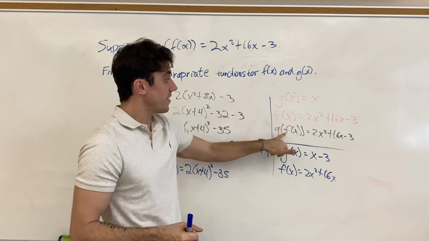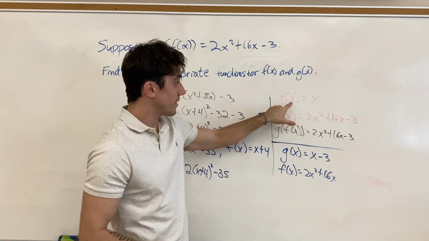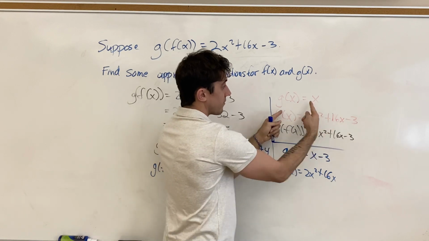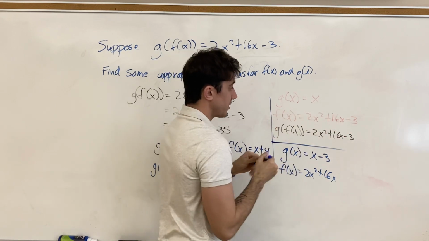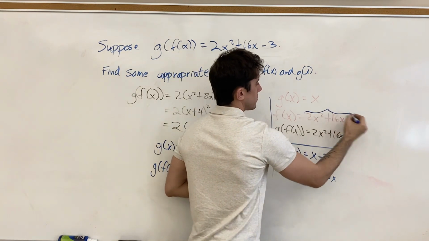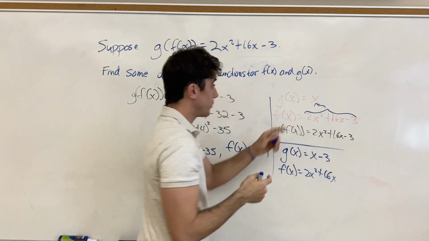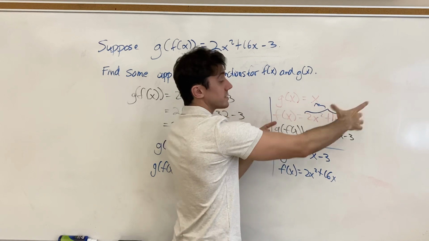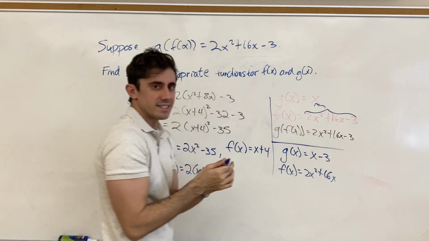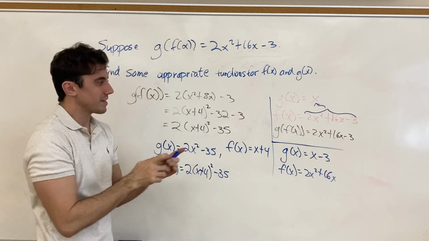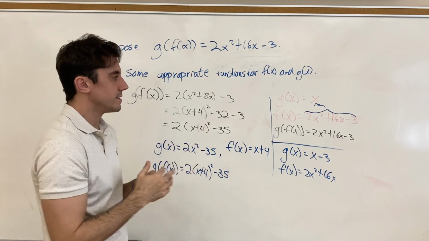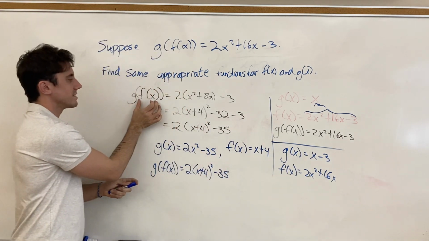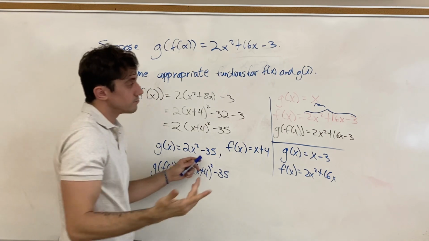So g of f of x means that every time we have an x in the original g of x, we replace it with the entire f of x. And so we just put all of this right into the x, right? If we had x squared plus x, we'd have this all squared plus that by itself, right? In composite functions, we replace x with the entire function that is inside of the brackets, okay? So, hope this helps.